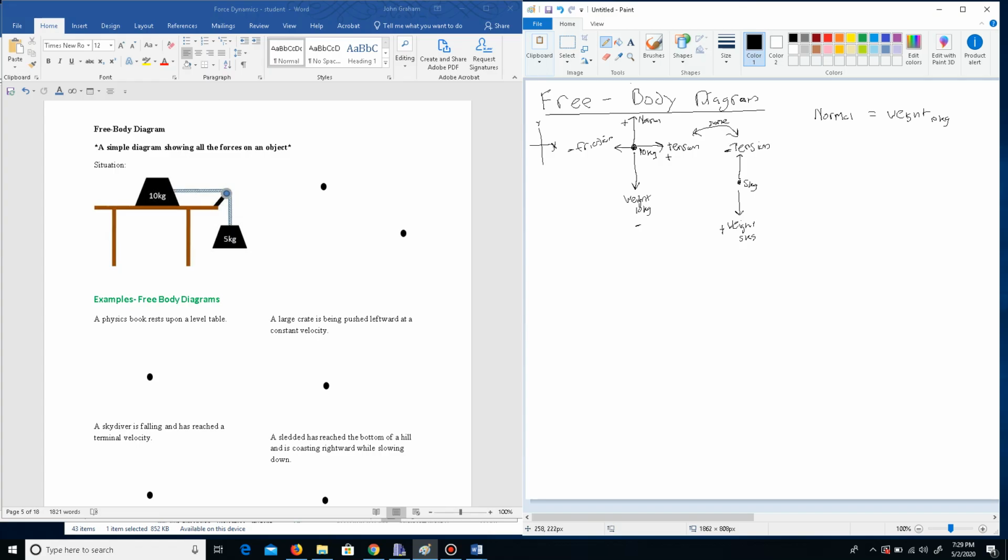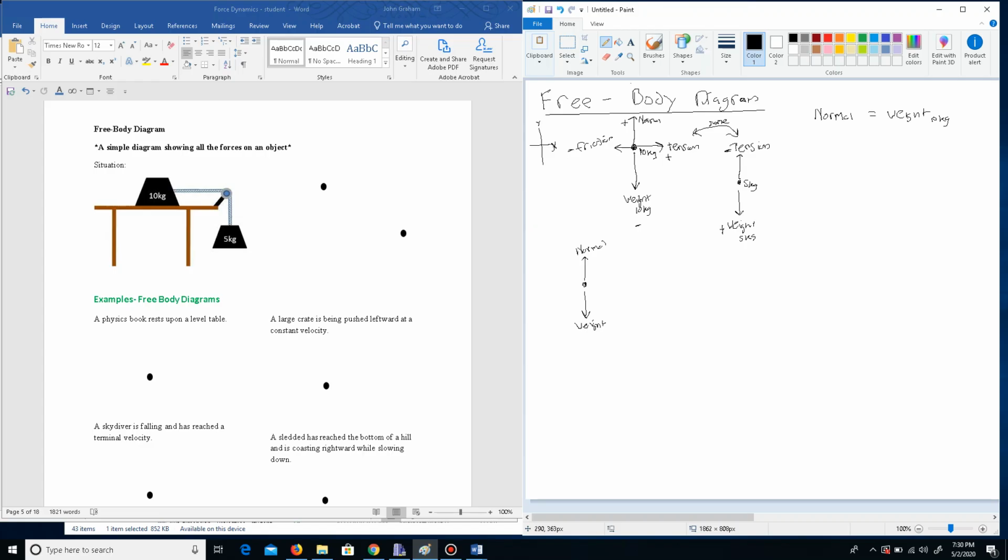Alright, so let's look at some more. We have a physics book on a table. The table will push up, and that'll be your normal force. The physics book will pull down, and that'll be your weight. As far as we know, there's nothing else. Nobody's pushing to the left or right, so we don't even have to worry about friction. Just the normal force up and weight being down.